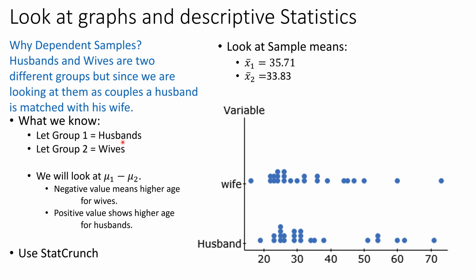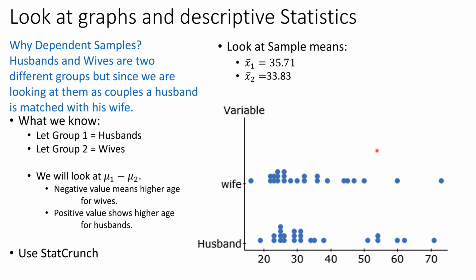Here's what we know. We let group 1 represent husbands and group 2 represent wives. Now we are looking at μ1 minus μ2. The negative value means the higher age for wives. Positive values show higher age for husbands. You can use StatCrunch to get the sample means and the dot plots like this one.